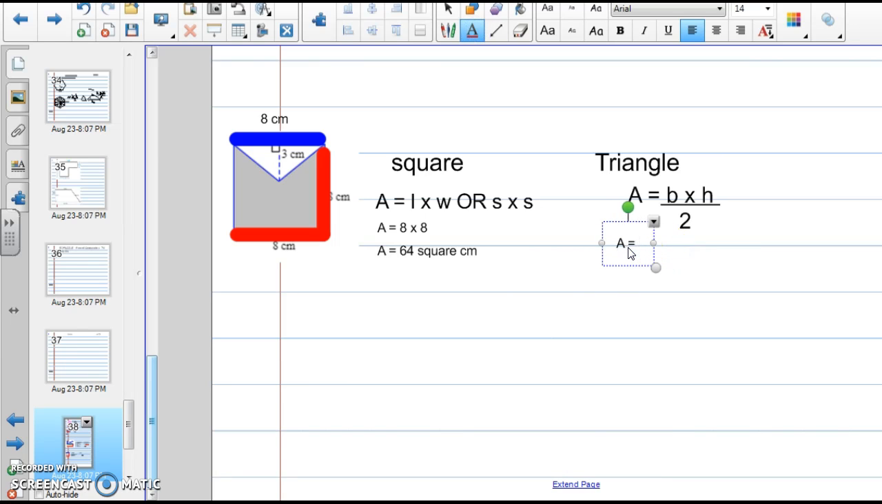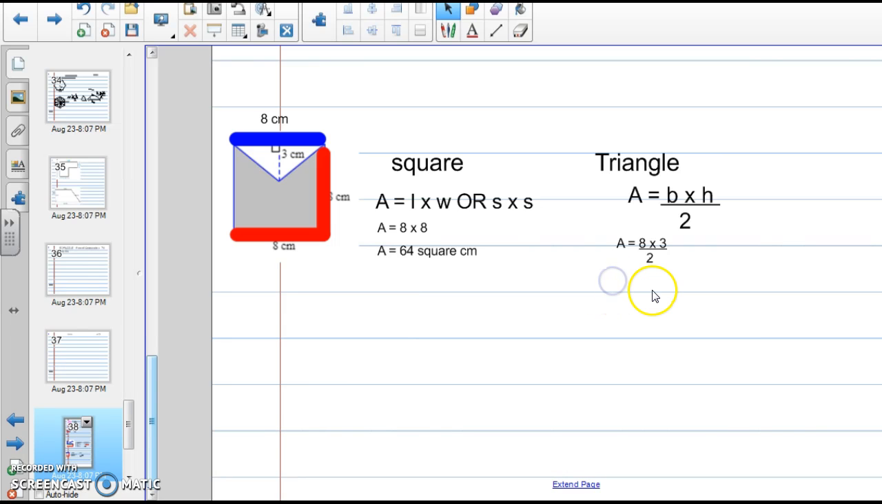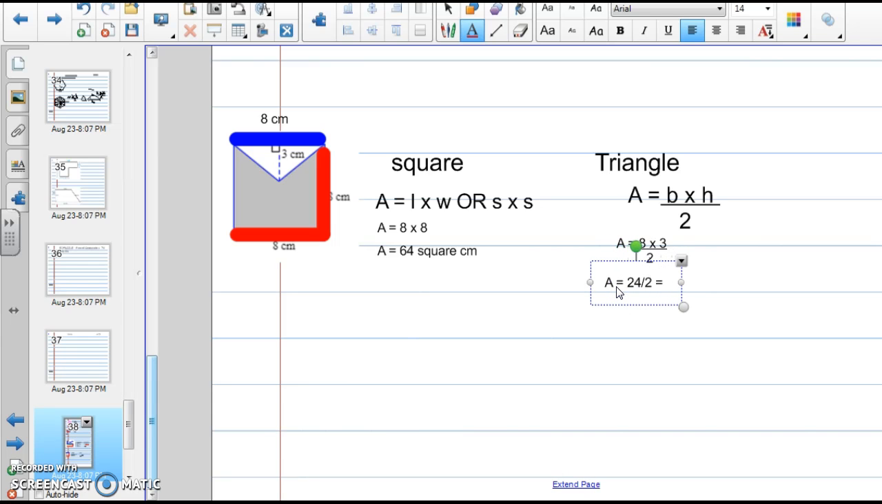So to find the area of that, we're going to multiply 8 times 3 divided by 2. 8 times 3 divided by 2. Well, 8 times 3 is 24. And then 24 divided by 2 is 12. So the area of the square is 64 square centimeters and the area of the triangle is 12.